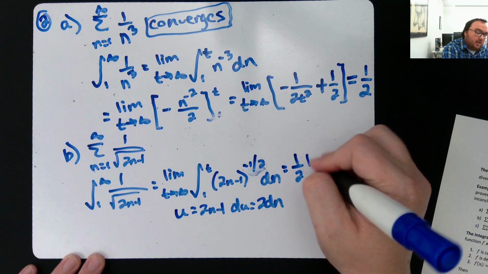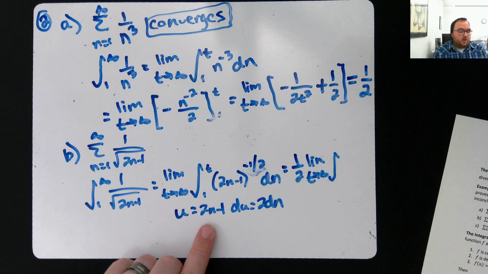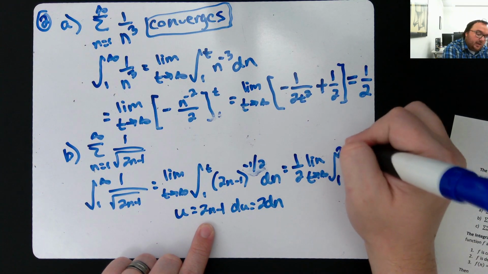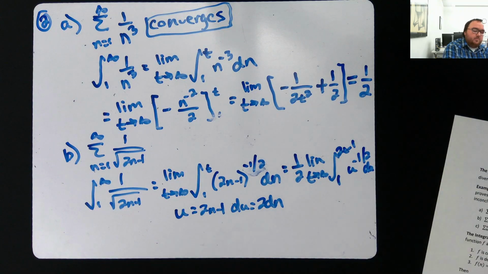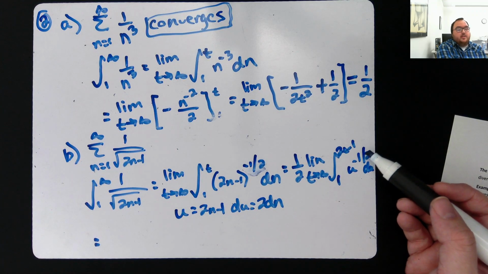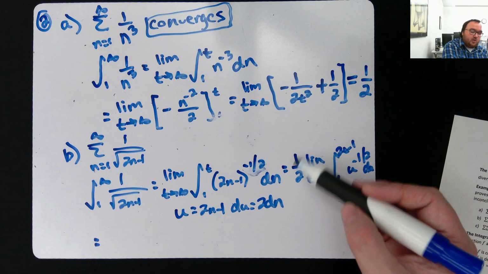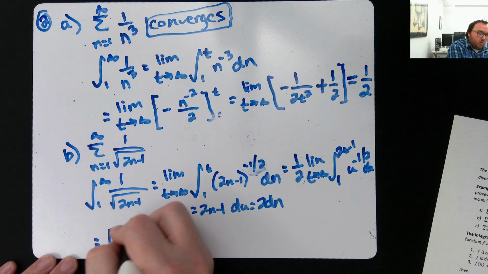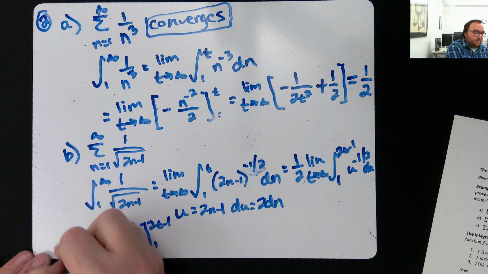1 half, limit t to infinity. Plug in a 1 right here: 2 times 1 is 2, minus 1 is 1. And this would be 2t minus 1. u to the negative 1 half du. Add 1 would be a half. Divided by a half is like saying times 2, so it's going to cancel out with this half. So that's going to end up being u to the 1/2 from 1 to 2t minus 1, the limit of that.